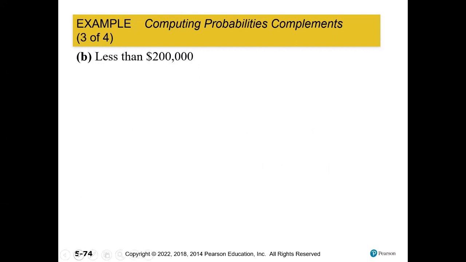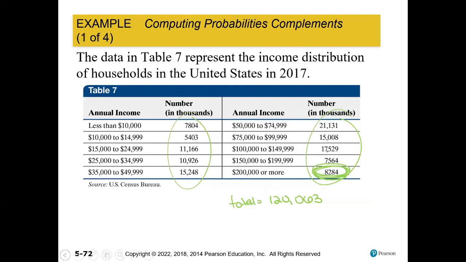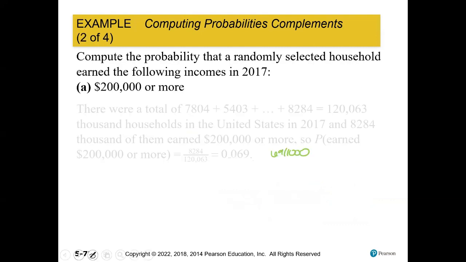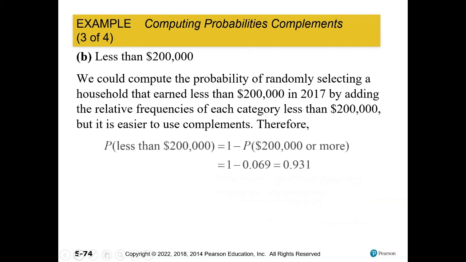Find the probability I get less than $200,000. So there's 2 choices here. I could add this one, which is going to take me a lot of time. Or I work with my complement. This is the only one I don't want now. So wouldn't it be easier to just subtract from 1 what we already have?